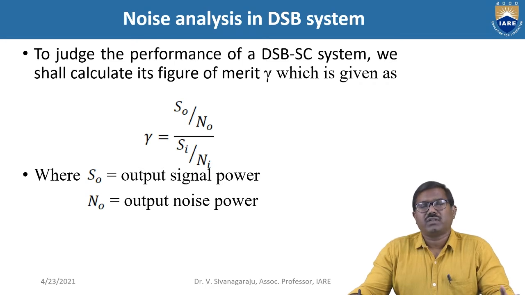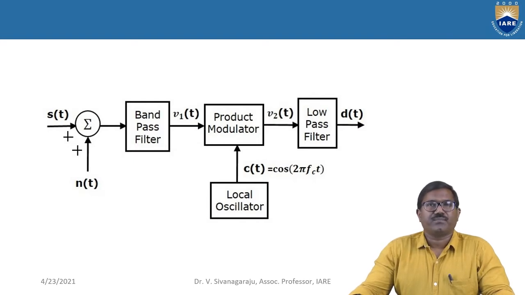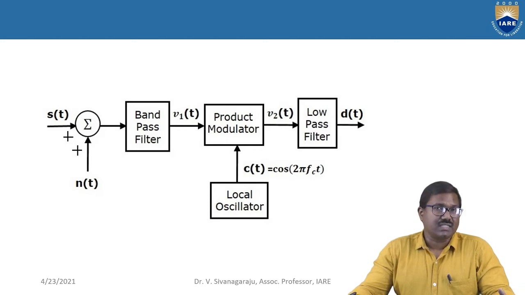So for that, what we require: we take as our S of t the modulated signal, DSB-SC. Coming to this, we take a block diagram, where S of t is given to the summation, band pass filter, product modulator, and low pass filter. So this S of t is nothing but our DSB-SC signal which is coming, and the noise which is going to be added.